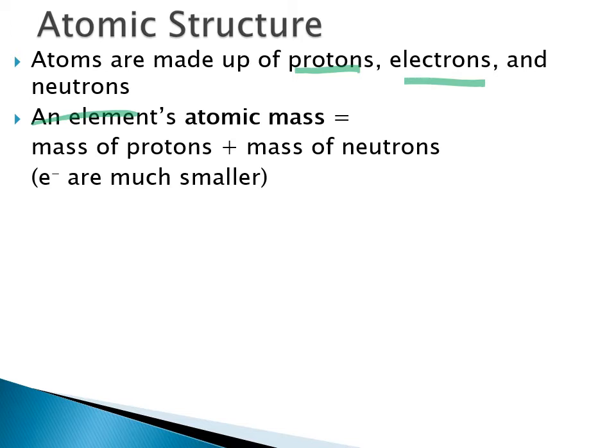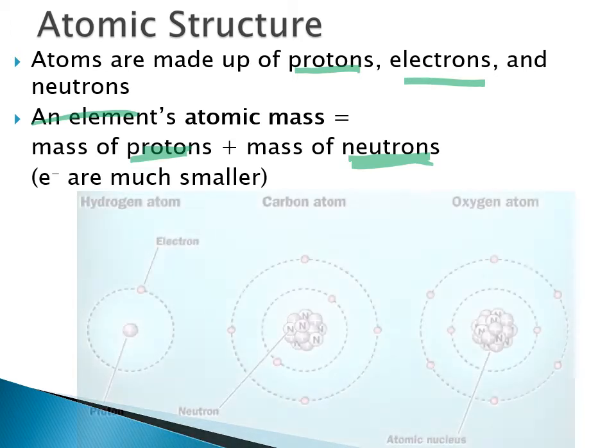And the mass of an atom, how much it weighs here on Earth, or its mass, we'll use them synonymously, but essentially its weight comes from the protons and the neutrons, which are both found at the center of the atom. The electrons are not at the center of the atom, they're around the center of the atom, and they are much smaller. They have very little mass.